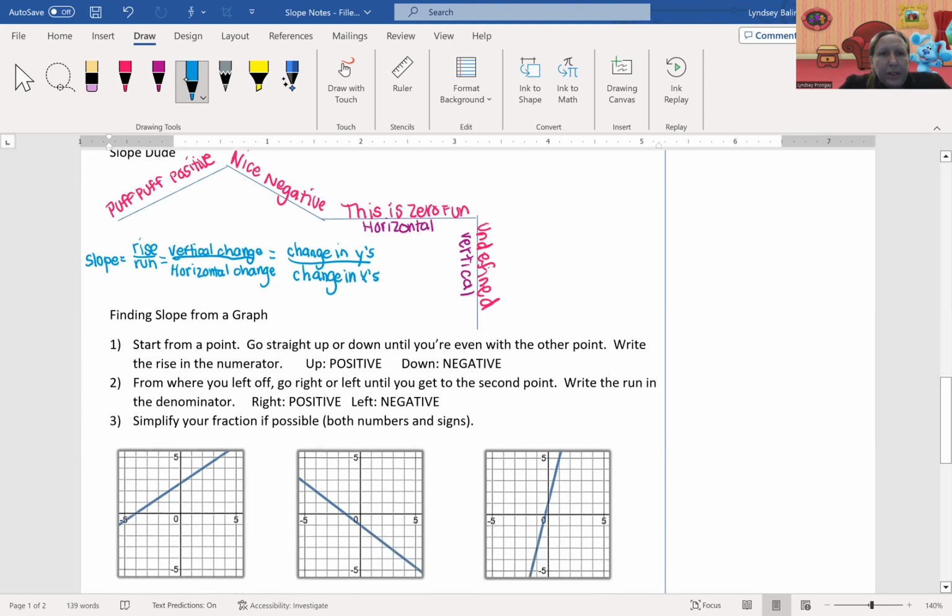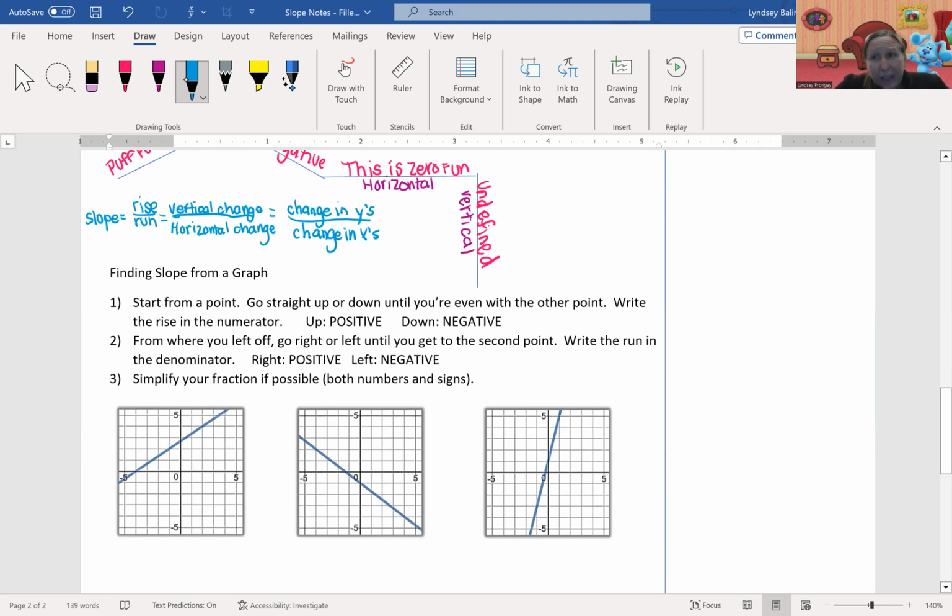Finding slope from a graph. If you can count boxes, you can do slope. There are a couple things to remember though, and it's mostly the signs that go along with the directions that we're going. So we're going to pick a point. We're going to go straight up or down until we're even with our second point. That's the rise. That's the numerator of our fraction. But keep in mind that up is a positive direction, down is a negative direction.